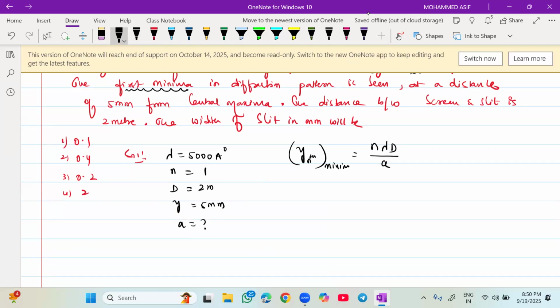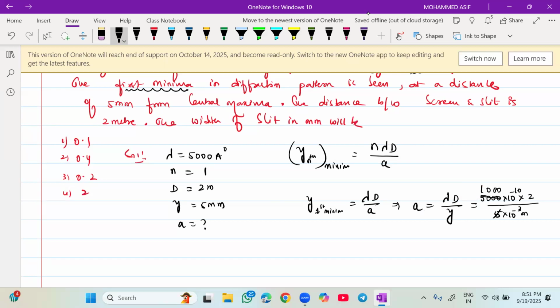Use this formula: y for the first minima is equal to lambda into capital D divided by small a. So small a is equal to lambda into capital D divided by y. Lambda is how much? 5,000 angstroms, that is 10 power minus 10, into capital D, which is 2 meters, divided by y. Y is equal to 5 into 10 power minus 3 meters. So I have everything in meters.